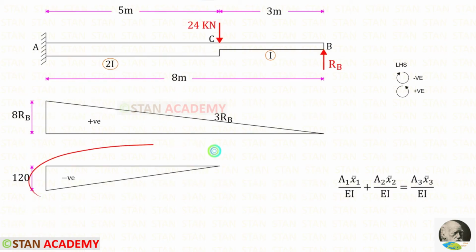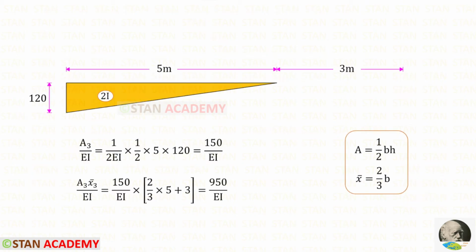Now let us take this triangle and find area 3 x bar 3 upon EI. Let us find area 3 upon EI. We know that here the moment of inertia is 2I. So instead of EI, we have to apply 2EI. Using this formula, we can find the area. Here the breadth is 5 and the height is 120. For area 3 upon EI, we will get 150 upon EI.